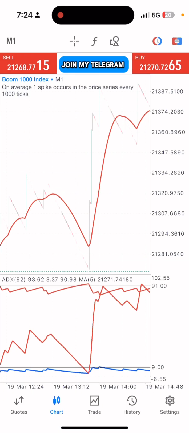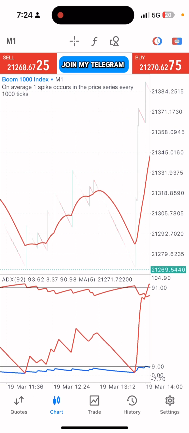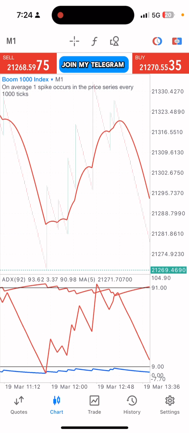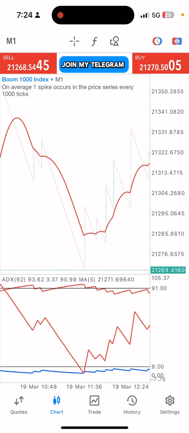Now that we are back to the chart, as you can see right here, we know that this is a highly volatile market, so we will always want to look for a better opportunity where we want the spike to happen. When you're trying to catch spikes on Boom and Crash, you want to look for the opportunity where the chances of the spike coming into the market are very high. So now let's get on with it.